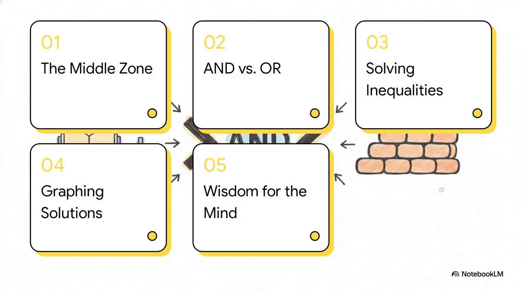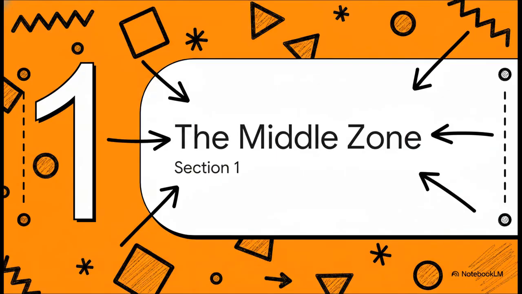So here's our agenda for the explainer. First, we'll welcome you to the middle zone. Second, we're going to unpack and versus or statements. Third, we'll actually solve some compound inequalities. Fourth, we'll graph those solutions. And finally, number 5, we'll wrap up with some wisdom for the mind. All right, let's jump straight into Section 1.